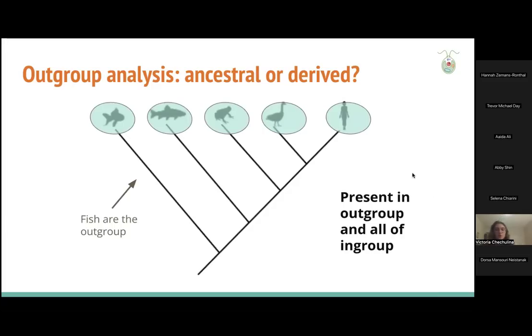So you might also be given a tree and you're going to be told, here's an outgroup, here's a trait. Is this trait ancestral or derived? So let's just go through 4 different examples. In this example, the fish are the outgroup, the thing on the very left. And what if I tell you that a trait is present in the outgroup and in all of the in-group? Is that trait ancestral or derived? Think about it for a moment. If you said ancestral, then you are correct. This one's pretty straightforward. It's most likely that this common ancestor at the very base of the tree had that trait, evolved before all of these species, so it's ancestral.